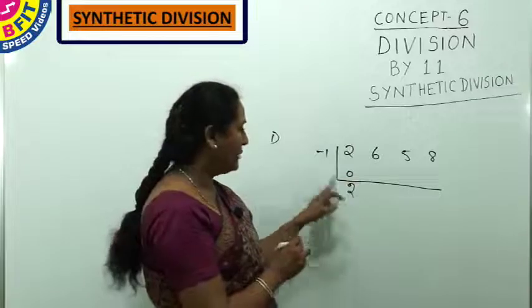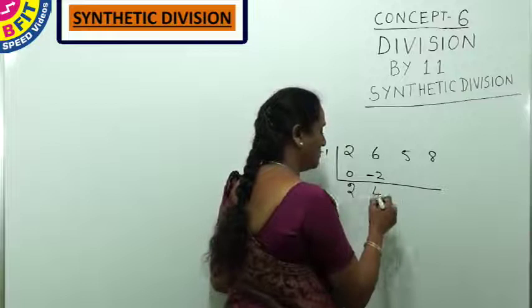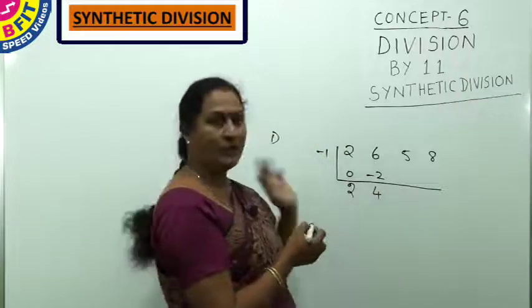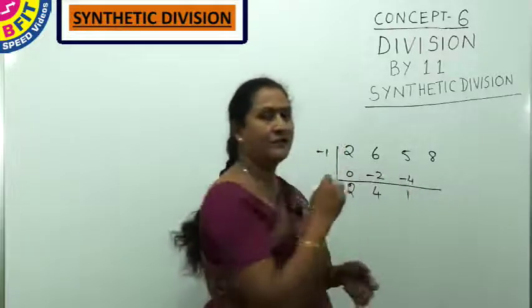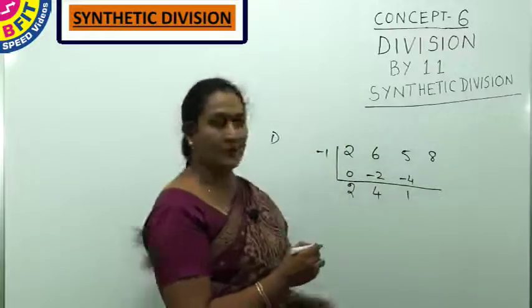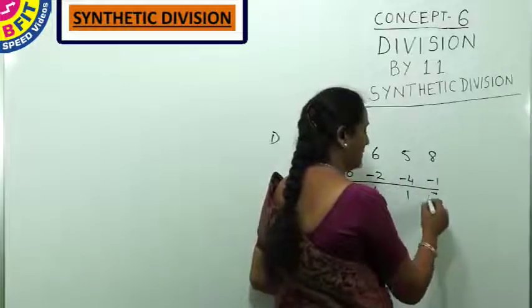And multiply 2 and -1. It is -2. Now 6 minus 2 is 4. 4 into -1 is -4. So 5 minus 4 is 1. So 1 into -1 is -1. So 8 minus 1 is 7.